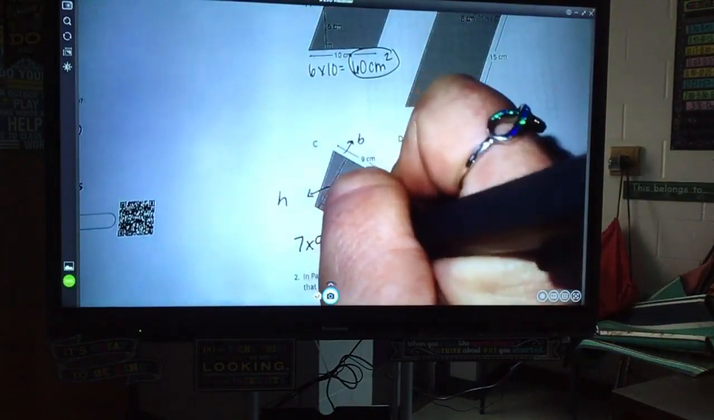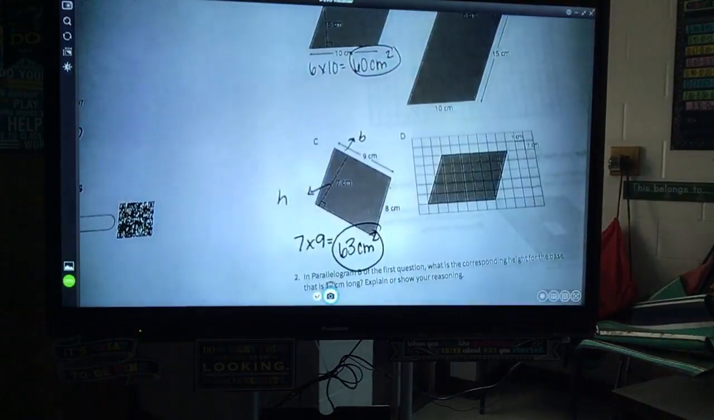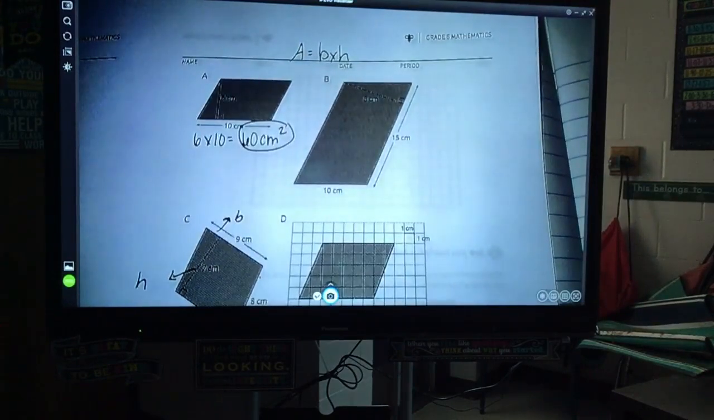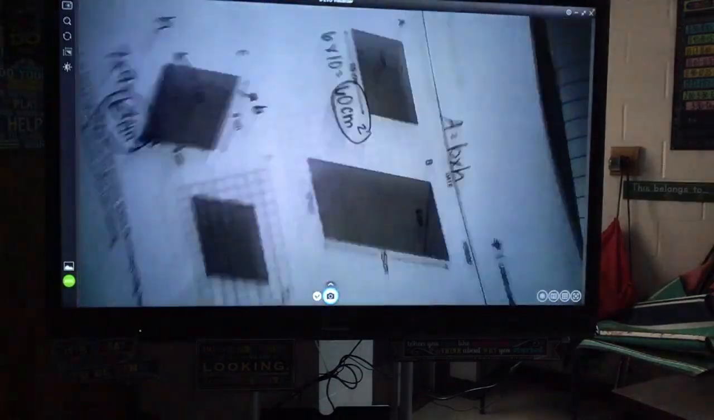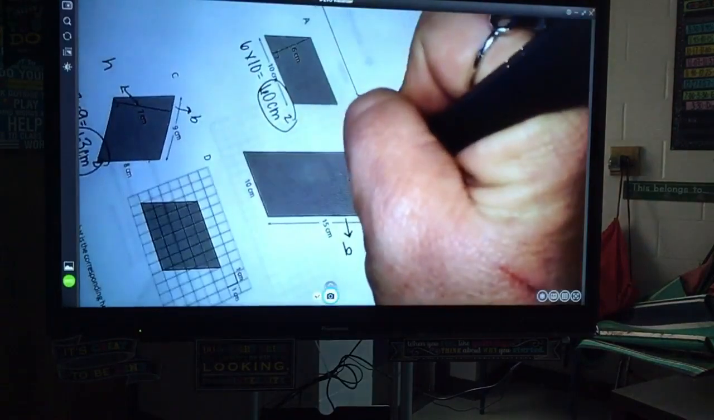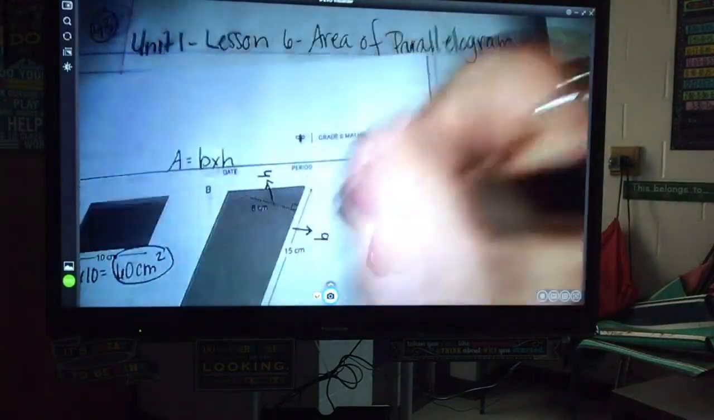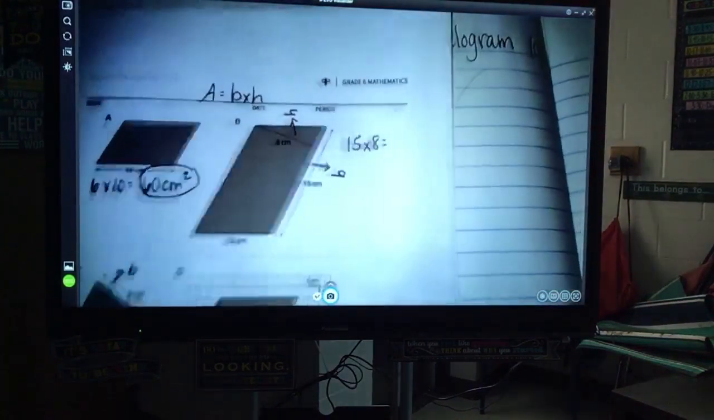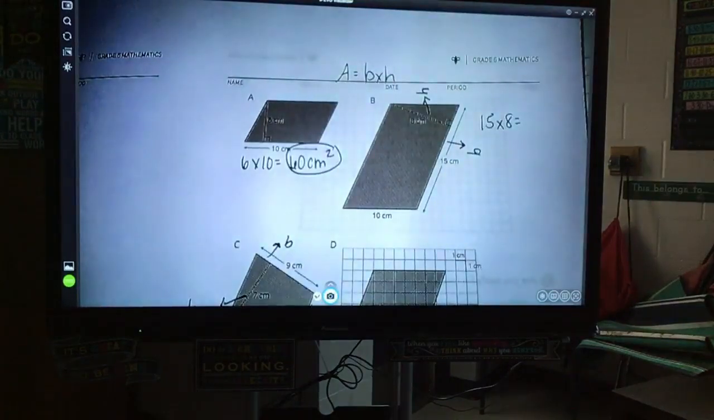Yes. All right, so now let's slide up to B. Which two numbers are going to be our base and our height? Olivia. 15 and 8. And why do you know that? Because they form that right angle. And if you turn your page, this is gonna be my base, this is gonna be my height. So when I do 15 times 8, raise your hand, tell me what do I get? Brock?